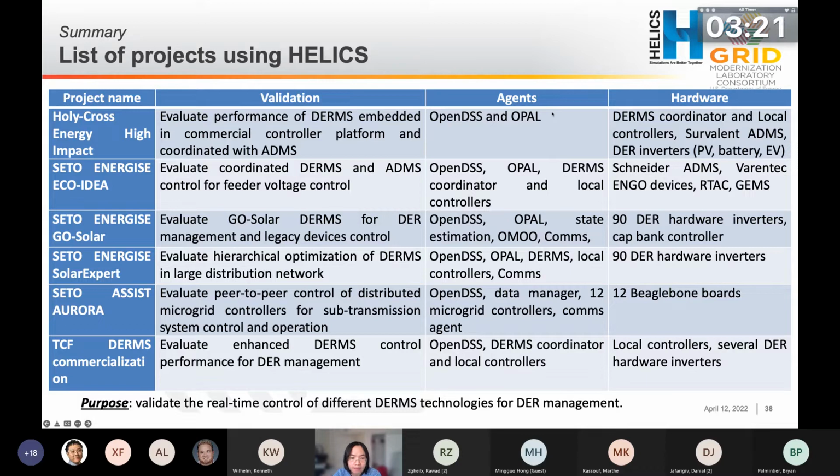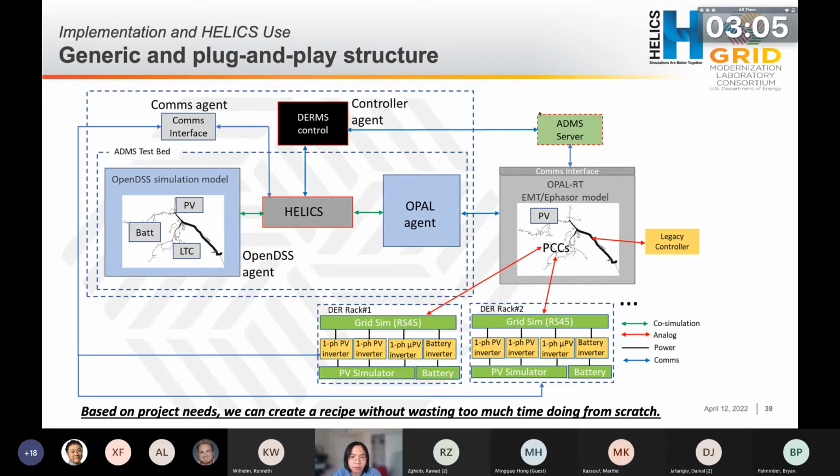So overall, this project is to validate the real-time control of DERMS, microcontrollers, and ADMS for DER management. And we really benefit from using Helix. So the next slide will show you how we achieve this and make this project work.